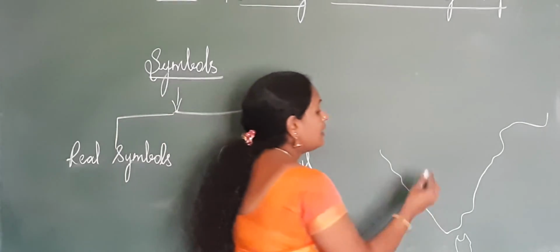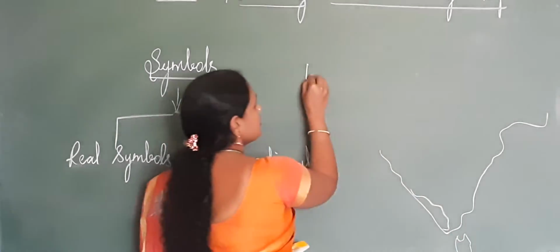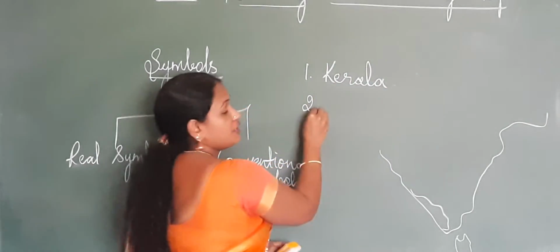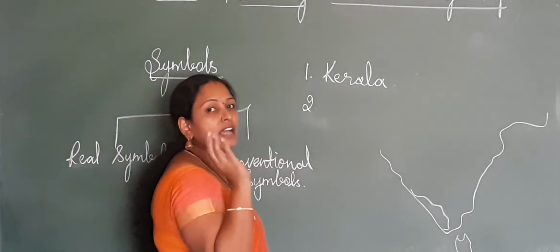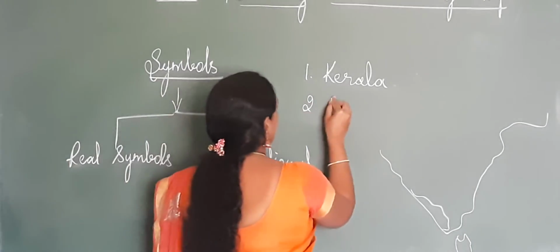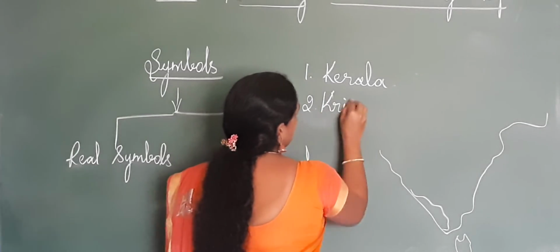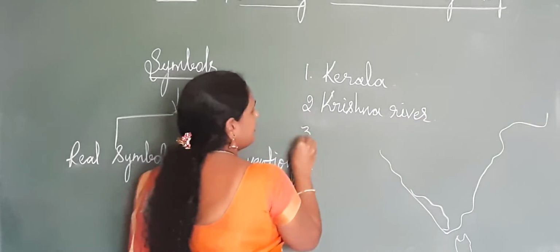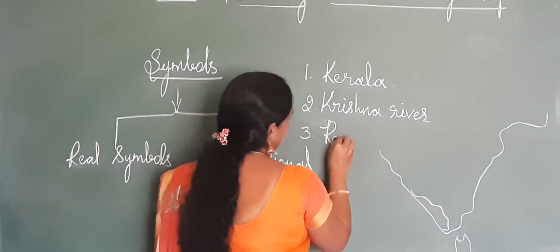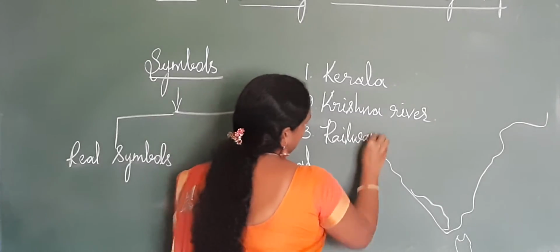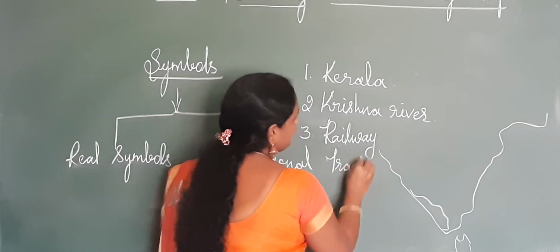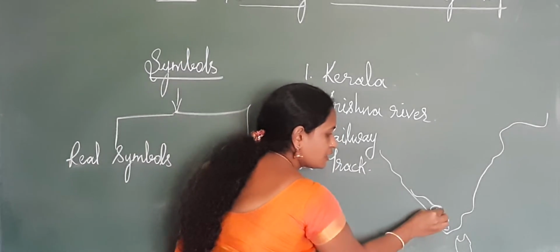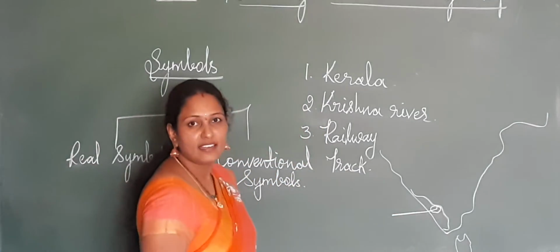Right? For example, I am asking you to point first one, Kerala. So if you want to see symbols, just open page number 3 in your workbook and have a look at this. First Kerala and next Krishna River. And a simple track, a railway track. Fine. So first Kerala. How do you point Kerala? You put a dot and a small circle. And you write Kerala.